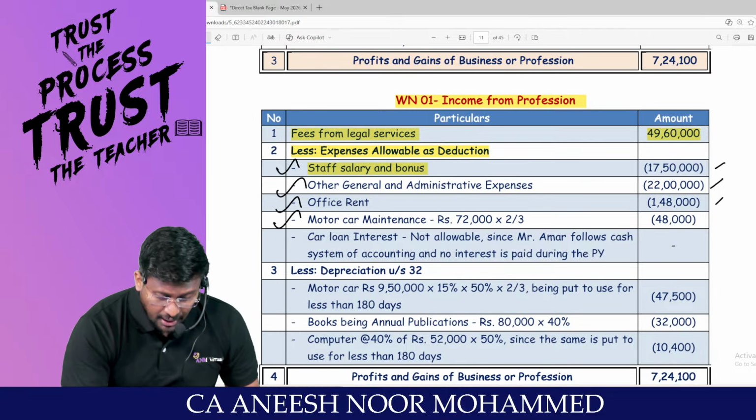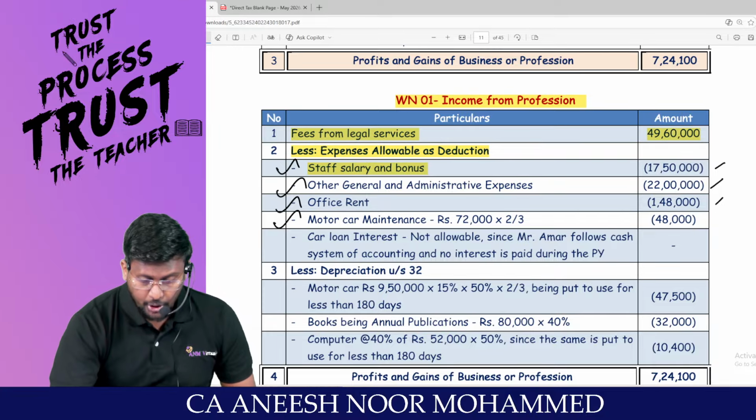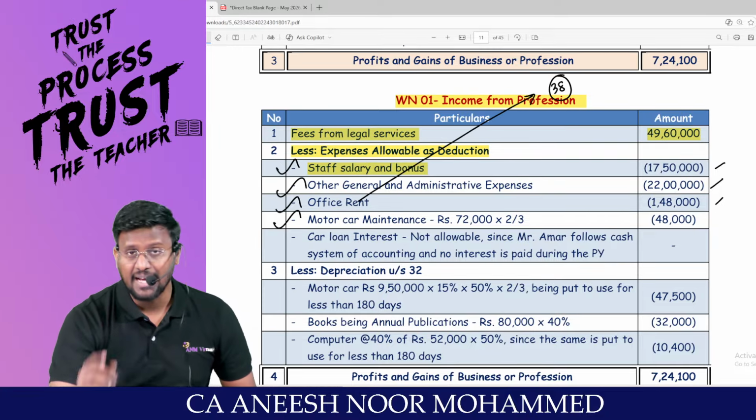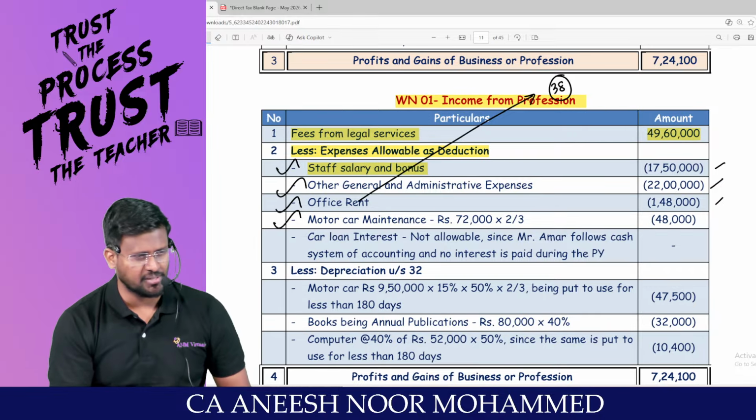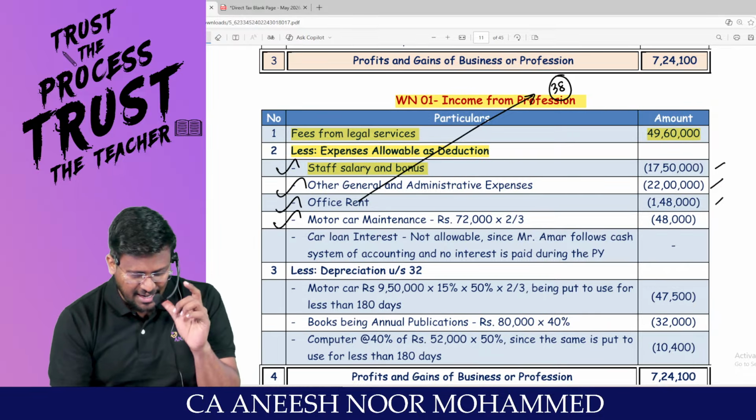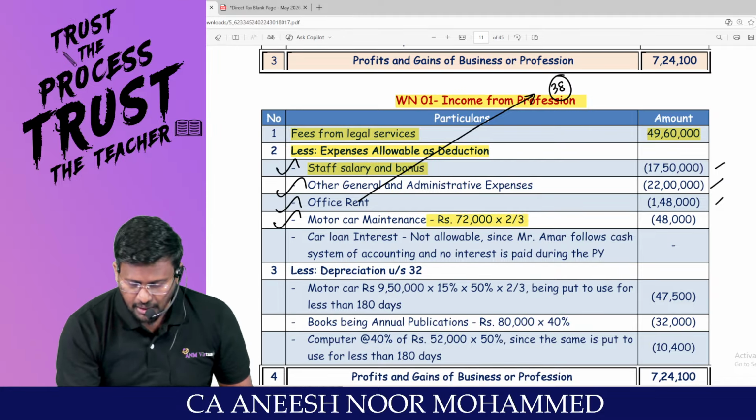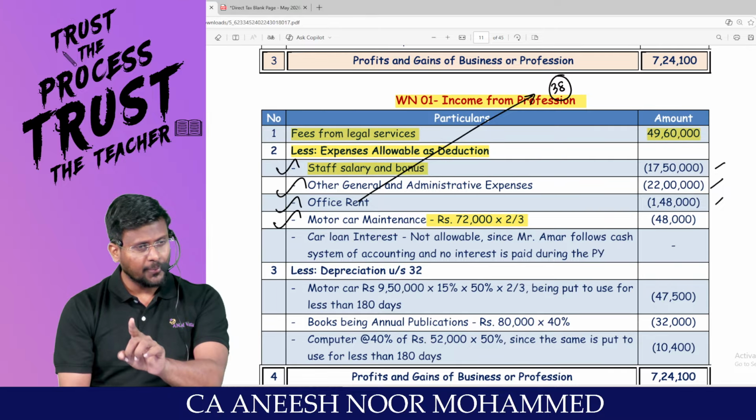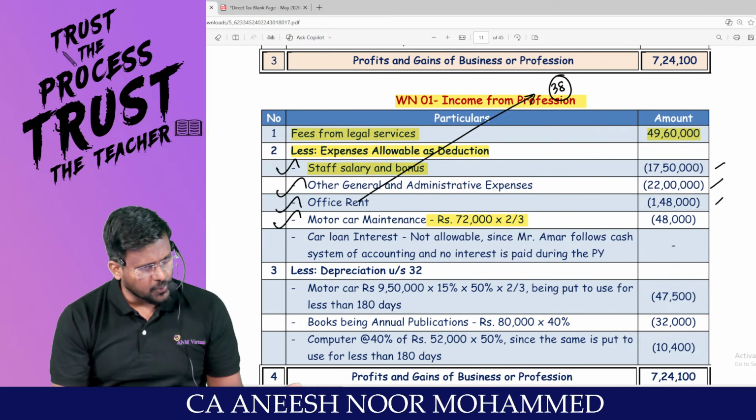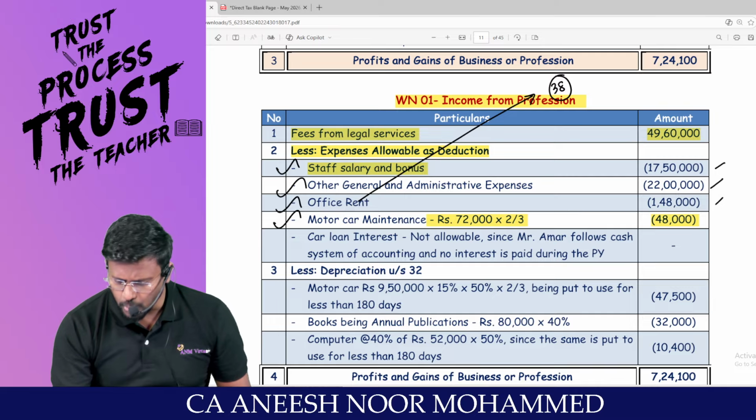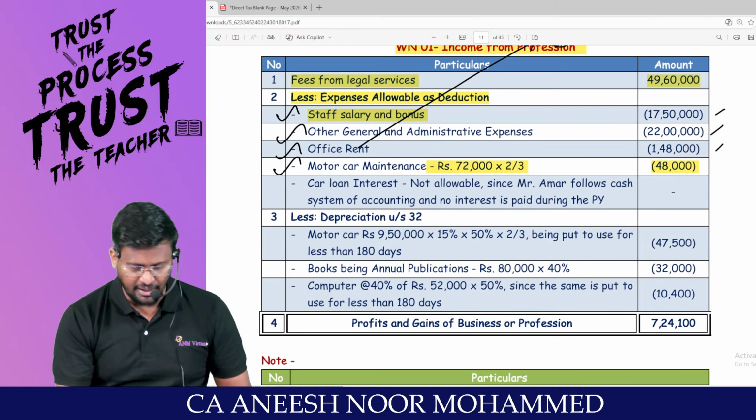Sir, motor car maintenance, you should be very careful because as per section 38, for an asset used for both business and personal purposes, only the percentage attributable to the profession is allowed as a deduction. So out of 72,000, 1/3 is for personal purpose. That means 2/3 is for business purpose. Up to that 2/3, you are entitled to claim it as a deduction.